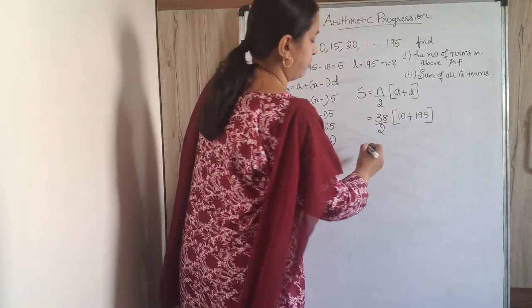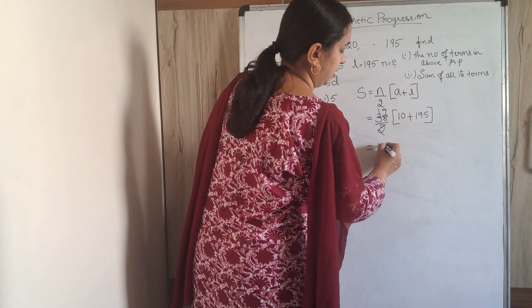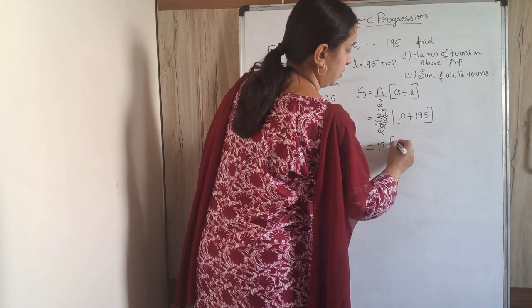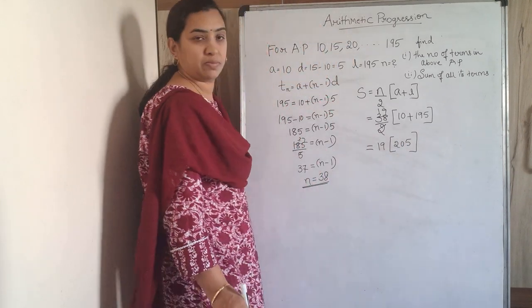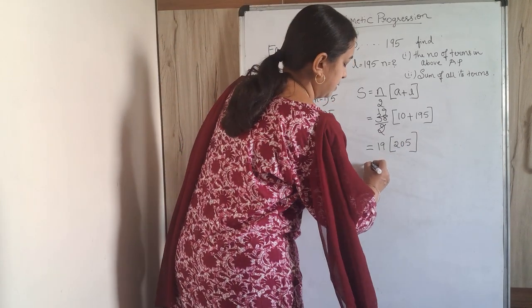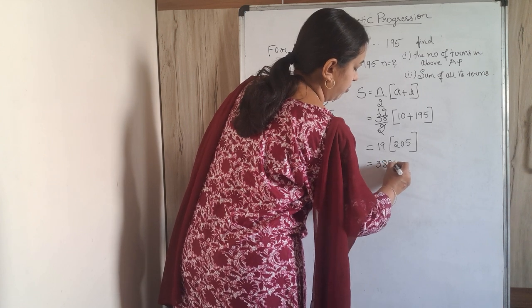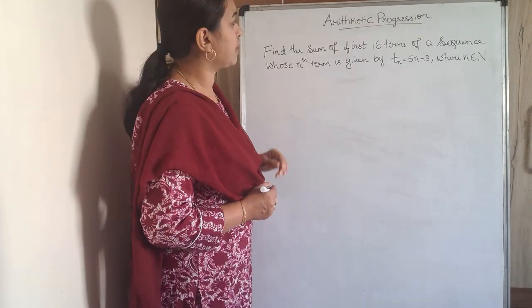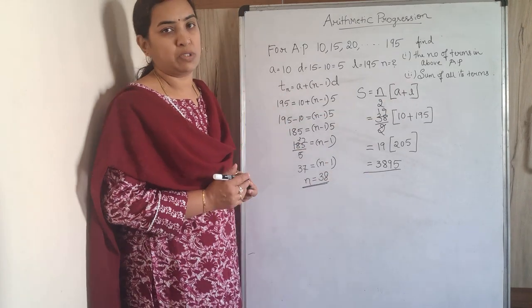Okay. So, this will be 19 times 205. When you multiply this, you will get the answer as 3895. The sum of us, so this will be the required answer for the second question.